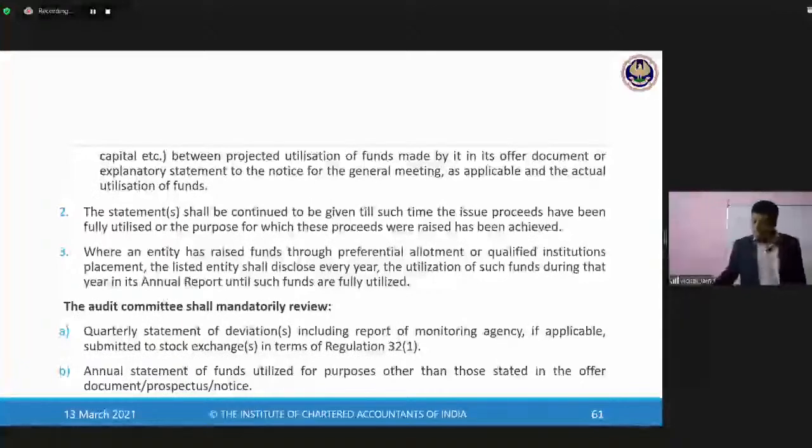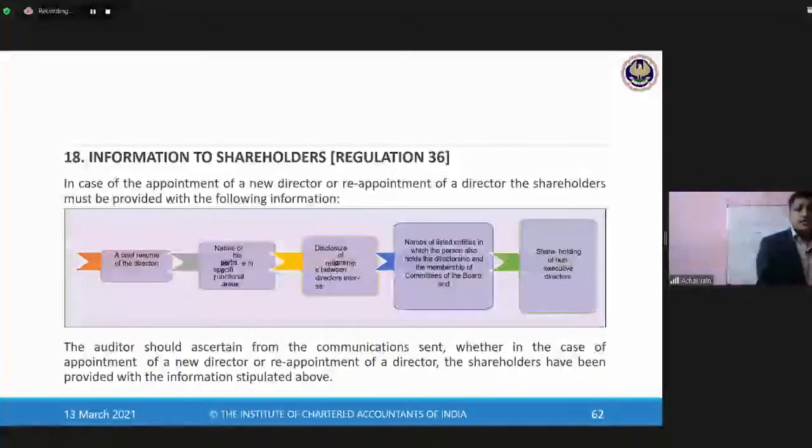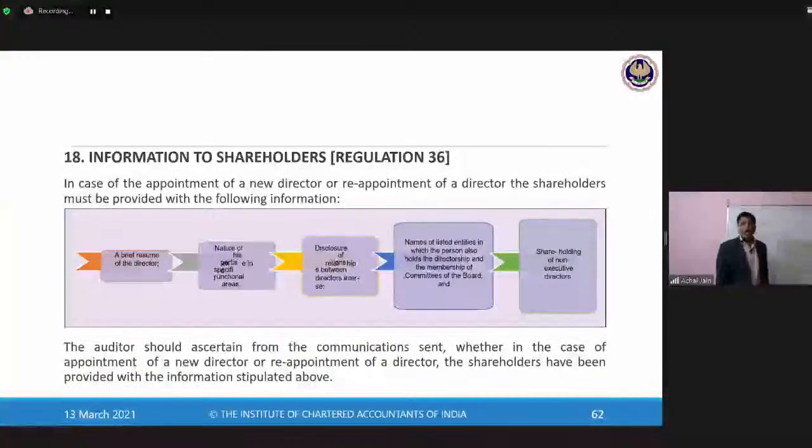Now moving on to some more disclosure requirements. All of these, as you can see, are coming from the requirements of LODR. All of these are based on LODR regulations. In case of an appointment of a new director or reappointment of a director, shareholders must be provided with the following information. So this is all about providing certain information to the shareholders.